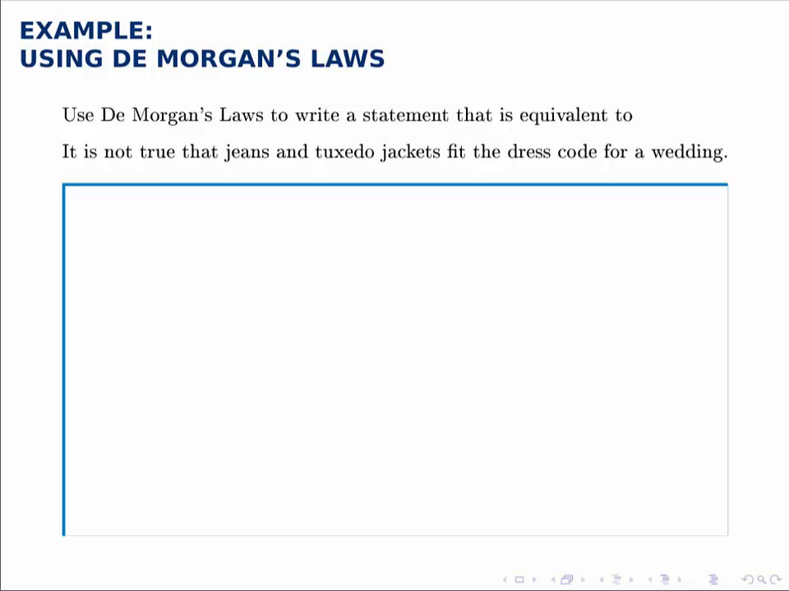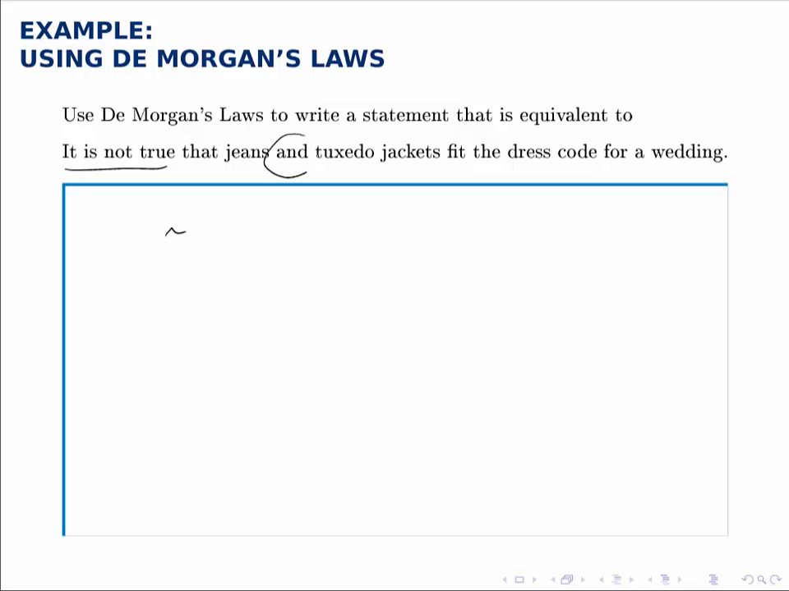Use De Morgan's laws to write a statement that is equivalent to the given one. To do so, we're going to write this given statement in symbolic form and then see how we can apply De Morgan's laws. So we notice the phrase "it is not true," so that's going to be the negation of something.